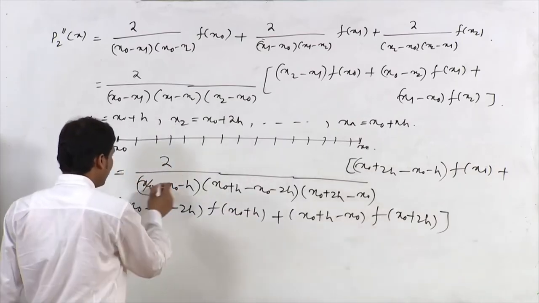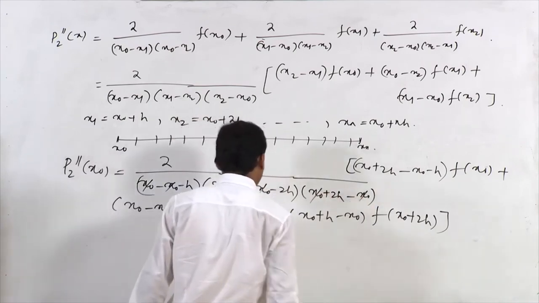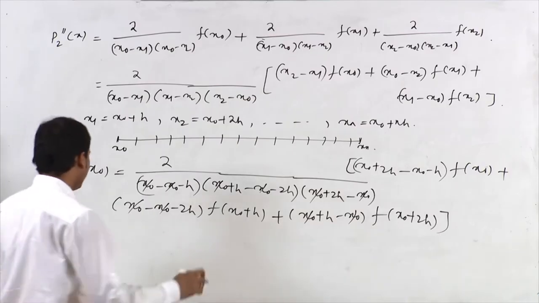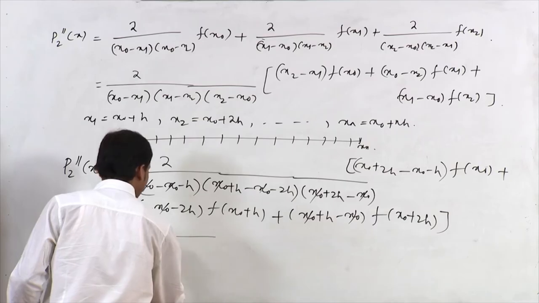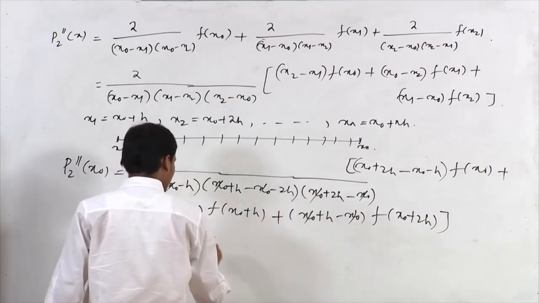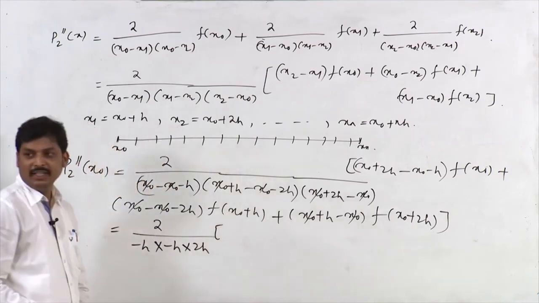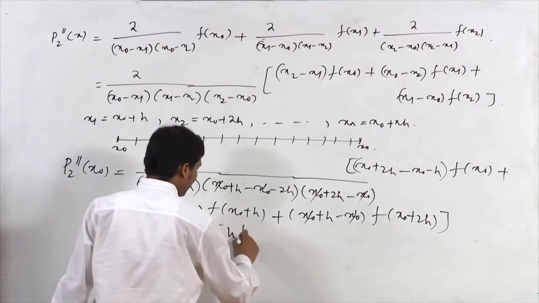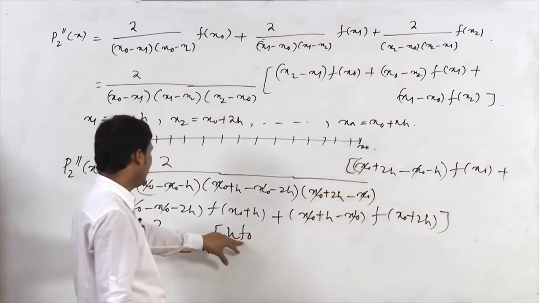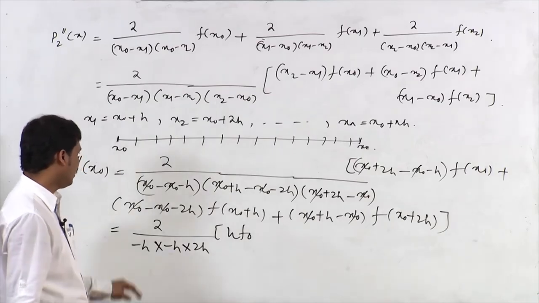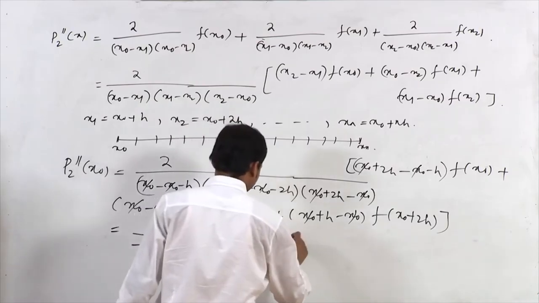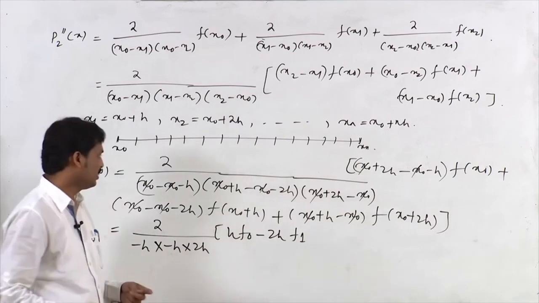If you just see here, this x 0 cancels out, this also cancels out, this also cancels out. If you write it in a complete form, then it can be written as 2 over minus h, this one also minus h. The last one is nothing but 2 h here. And inside these functions, the first one just gives you h f 0, since x 0 cancels out. So 2 h minus h, that is why it gives you h. So h into f of x 0 is nothing but h f 0. The second part is minus 2 h f 1.